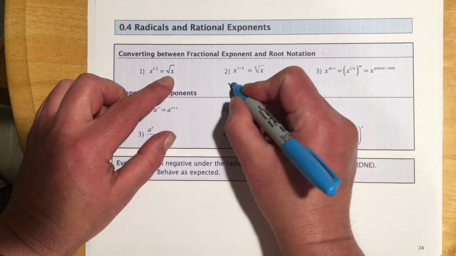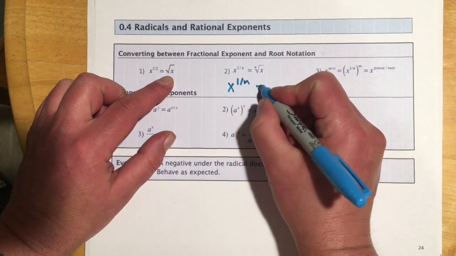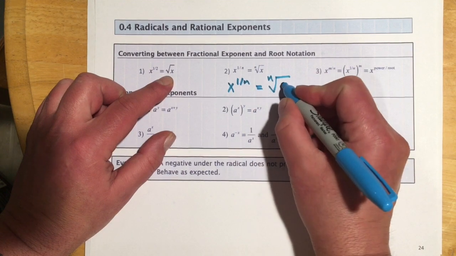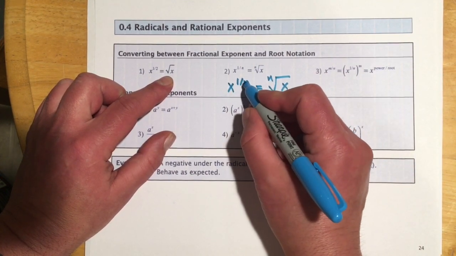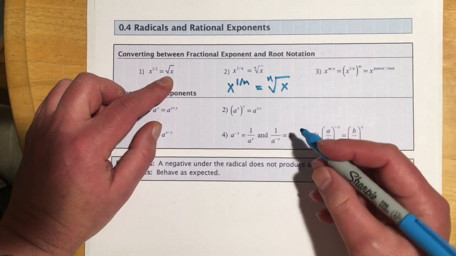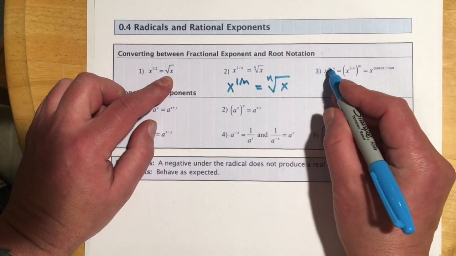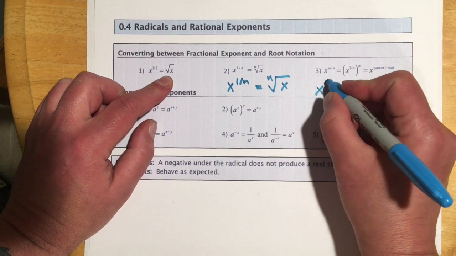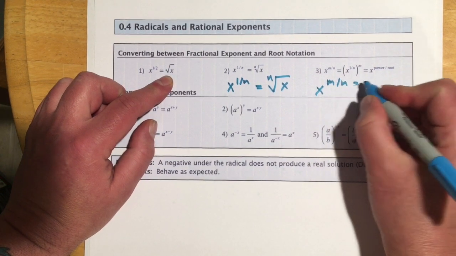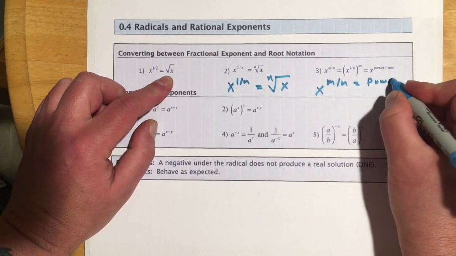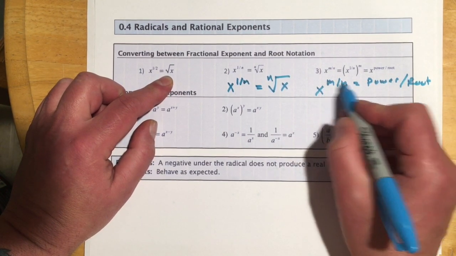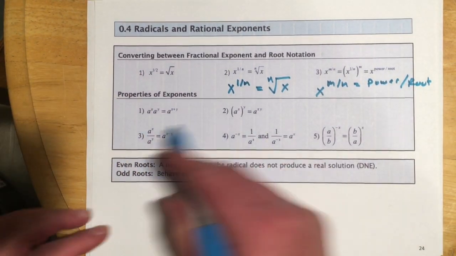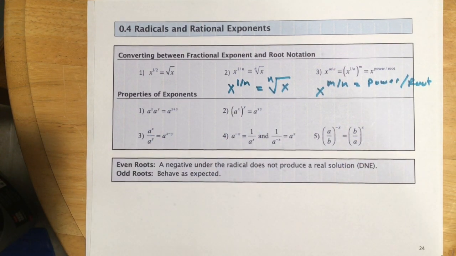And in general, x to the 1 over n is going to equal the nth root of x. So when it's a 1/2, we don't usually put the 2 here, but 1/3 is the same thing as cube root and so on. X to the m over n is power over root, a good way to think of it. The top number is the power, bottom number is the root. And then those same properties of exponents.